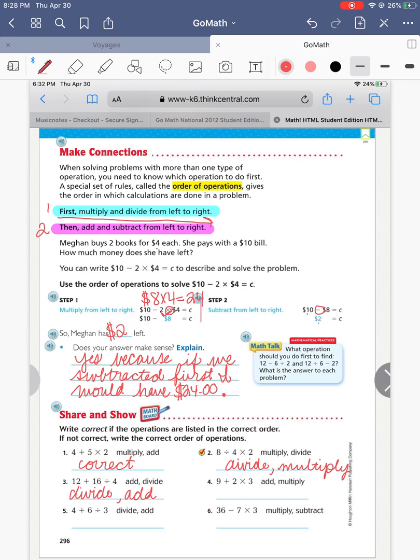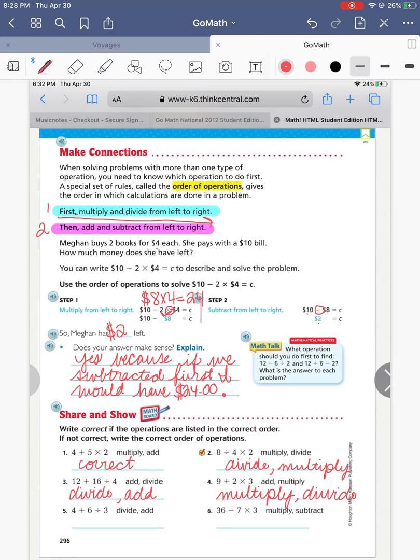Number 4, I'm doing it in the right order. 9 plus 2 times 3. So they said add first, then multiply. But we know up here we have to do multiplication or division first and then add or subtract. So this one should be multiply. I didn't spell that right. Too many bumps. Then divide.